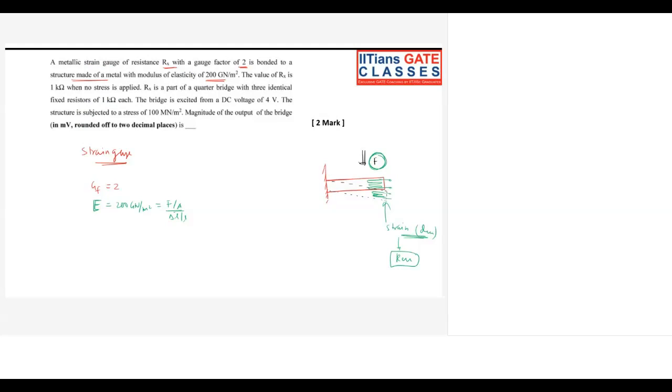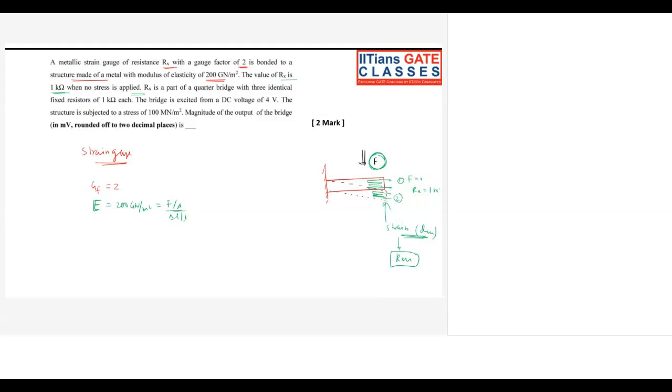So we are not going to find F here. Let's read the question. The value of Rx is 1 kilo ohm when no stress is applied. As I told, this is the first case, and this is going to be the second case. In the first case, when you're not applying any force, F is 0. So at that time, what is going to be the resistance? The resistance is going to be 1 kilo ohm.